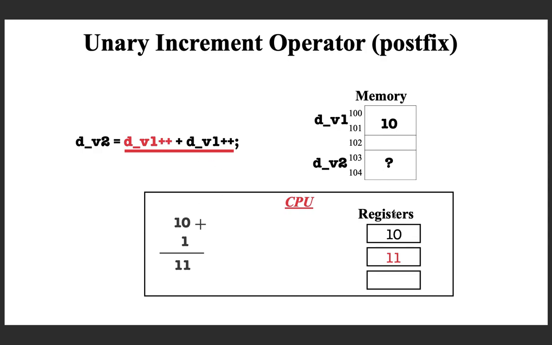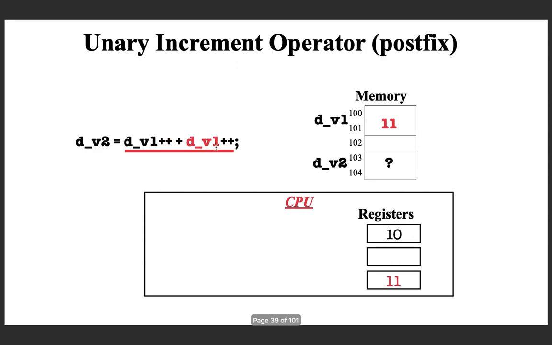So, the value is taken for evaluating this whole expression, and after that immediately the value is incremented. This plus plus is executed. It means you are getting 11 as the temporary result of this increment, and then you will get this value assigned to dv1. So, dv1 plus plus is executed.